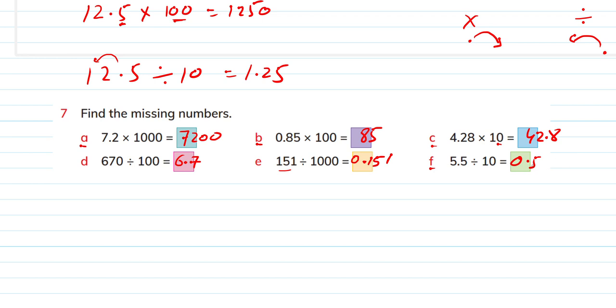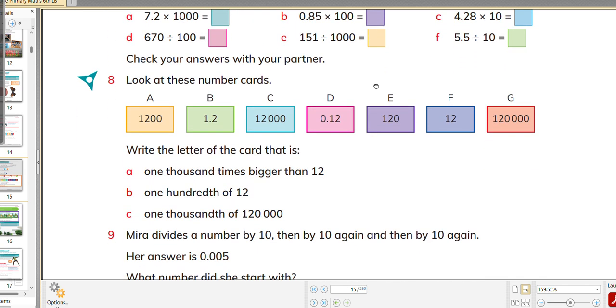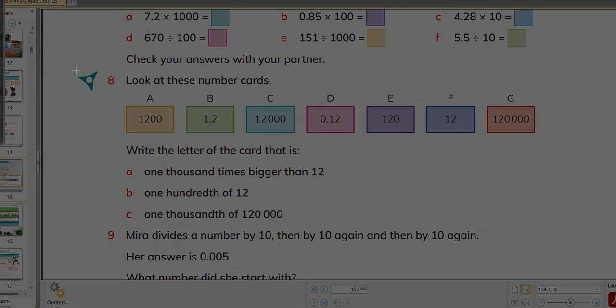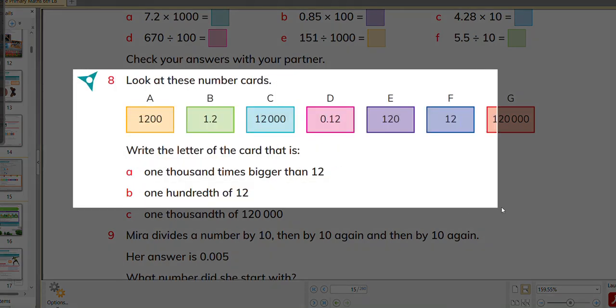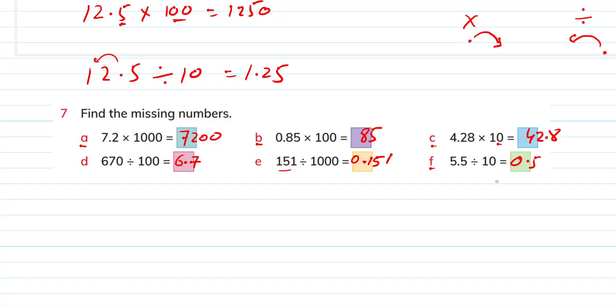Is that clear? Have you completed in your books? It's for learner book page 14. Okay. Now let's have a look at the next question. Sorry, 0.55 because it's 5.5. Yeah, it's 0.55. Clear? Clear.